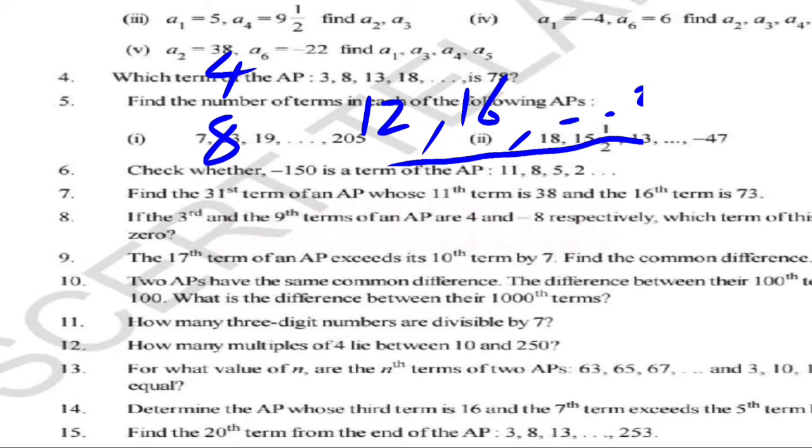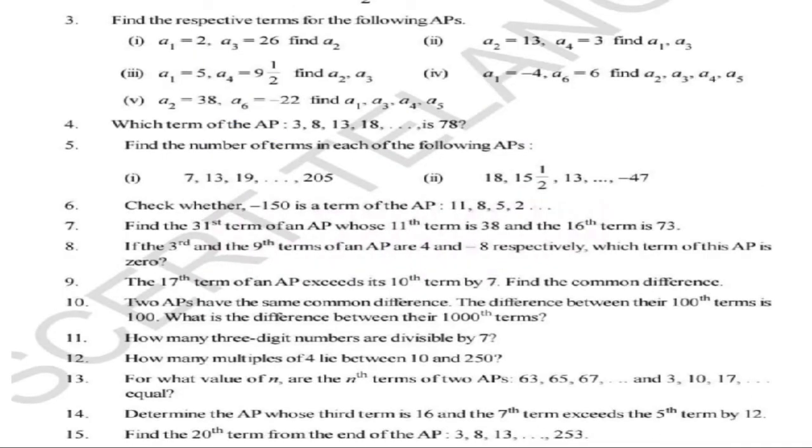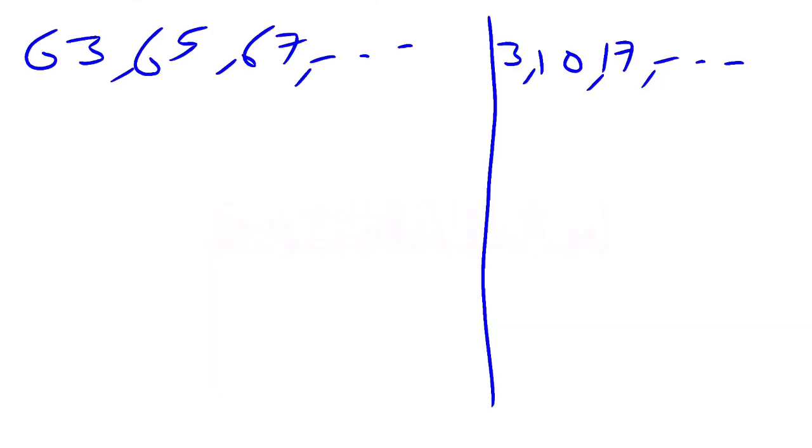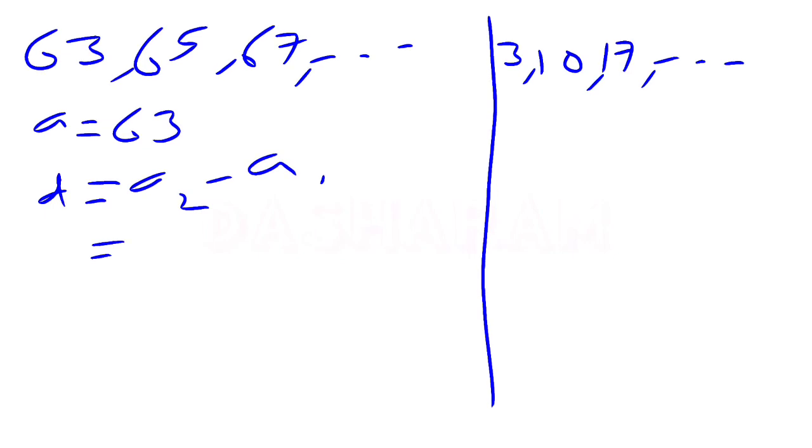Same as the 11th problem. Here, the 13th problem: for what value of n the nth terms of two APs are equal. In the first AP, I am finding the nth term. The a value is 63, and the d value is a2 minus a1, which is 65 minus 63. So the common difference is 2. So the d value is 2.